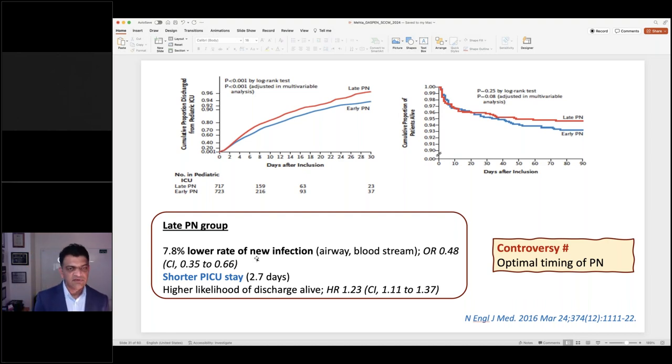So it's a very aggressive, or a fairly aggressive approach that most of us would not be able to and do not provide. The other arm was late PN, which means they did not give PN until 7 days, irrespective of how much energy or protein the patients received, but all of them got EN, and all of them got IV vitamins and minerals as a supplement during this trial. They found that the late PN group had lower new infection rates and got out of the unit faster. So the likelihood of discharge was better.